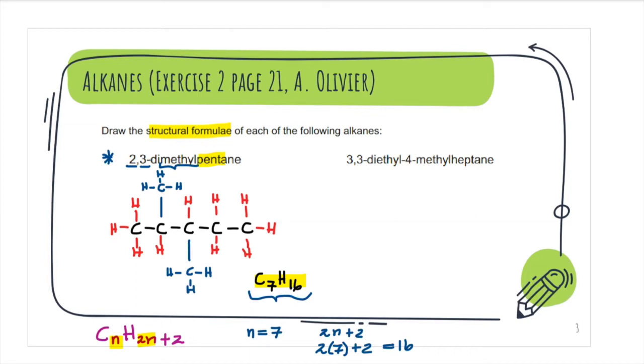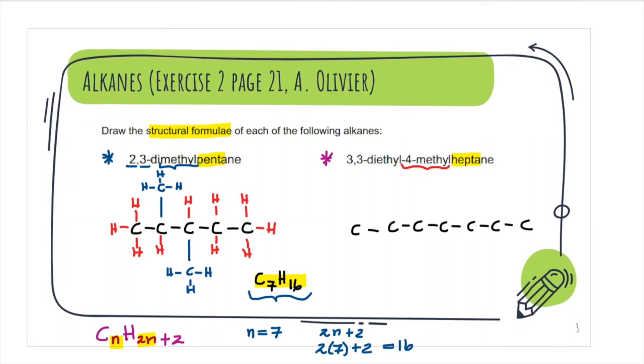We can now move on to the next problem, where we need to draw the structural formula of 3,3-diethyl-4-methylheptane. As normal, we always start off by drawing the longest chain. Here we have hept, and hept represents 7. Now that we are done drawing this long chain, we can look at the substituents. I'm going to start off with the methyl. Methyl falls onto carbon number 4.